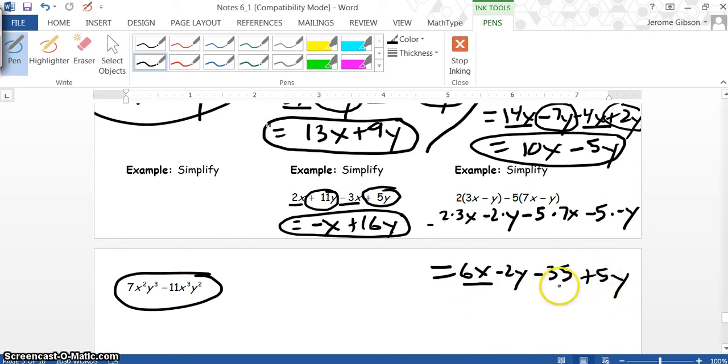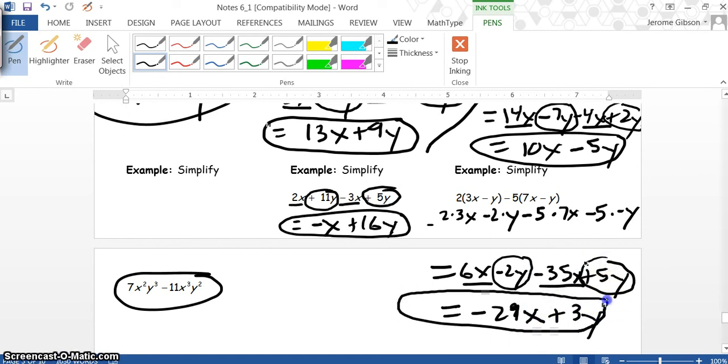Now we combine like terms. Oh, this is supposed to be 35x. We combine like terms. 6x minus 35x will give us a negative 29x. And then we will have negative 2y, positive 5y, which will give us a positive 3y. And that is the final answer.